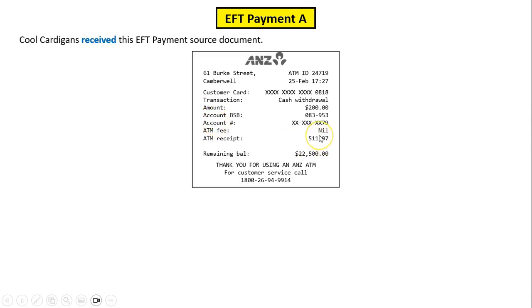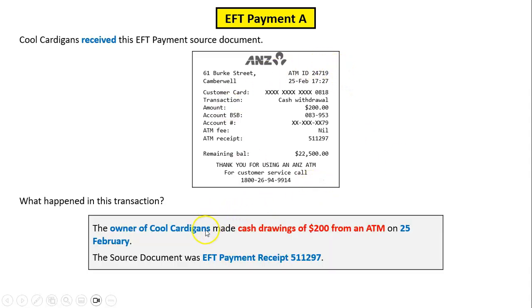There was no ATM fee, but there was an ATM receipt, and we can see the remaining balance is $22,500. So $200 cash withdrawal, and it says thank you for using an ANZ ATM. So what just happened? Well, if we're a business, the only thing we could see is that someone would have access to the business bank account and get an ATM receipt. It must have been the owner of Cool Cardigans making cash drawings of $200 from an ATM. The source document was EFT payment receipt 511297.